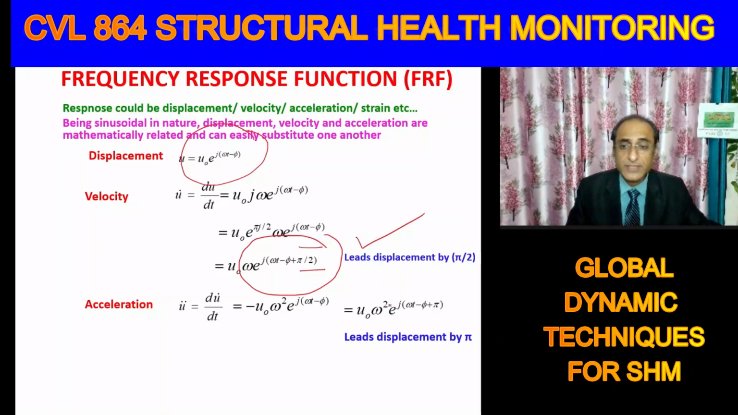And all these are interconvertible. For example, if you are measuring acceleration, how do you convert it into displacement? Very easy. You see the expression. In the expression for acceleration, what is different? We have omega square here. That's the only difference. Of course, there will be a minus sign also.